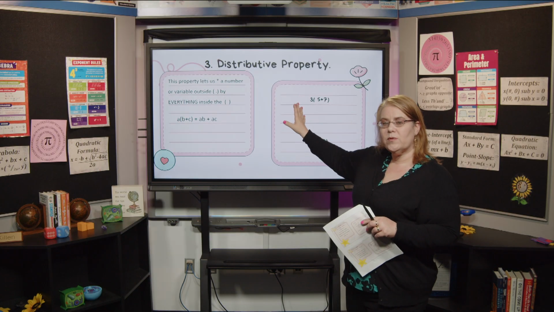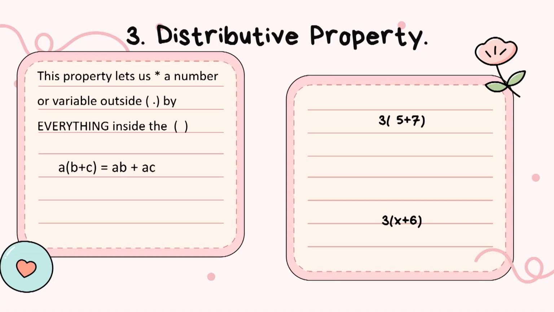Same thing with the distributive property. So let's look at this. This property lets us multiply a number or variable outside of parentheses by everything inside these parentheses. So a times (b plus c) would equal ab plus ac. Ms. Killen has to have things to help her remember. So what she does is draw indicators, which are going to be my arrows. What that does is help me stay on track with what I'm multiplying and what I'm multiplying it to.